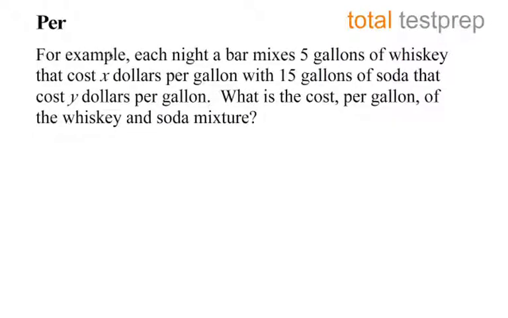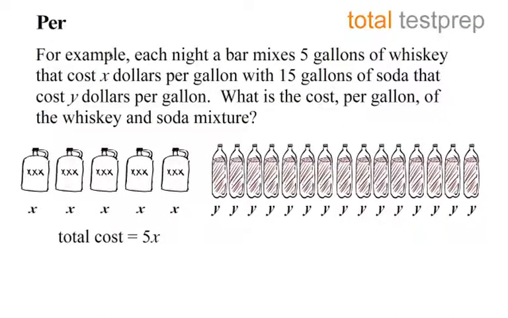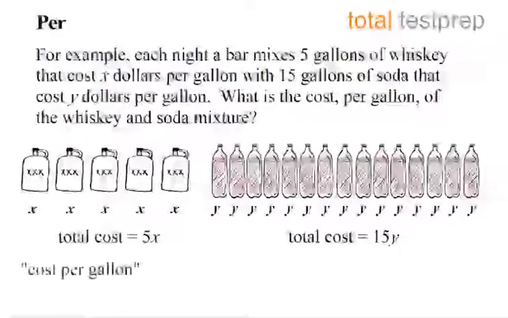For example, each night a bar mixes 5 gallons of whiskey that cost X dollars per gallon with 15 gallons of soda that cost Y dollars per gallon. What is the cost per gallon of the whiskey and soda mixture? If we have 5 gallons of whiskey that each cost X dollars, we have a total cost of 5X for the whiskey. And if we have 15 gallons of soda that each cost Y dollars, we have a total cost of 15Y for the soda.